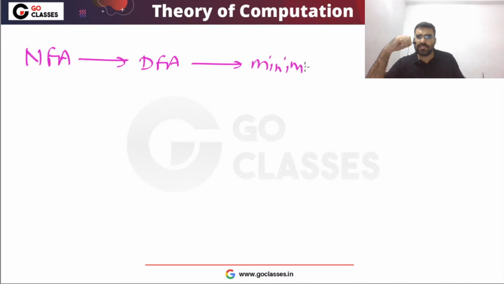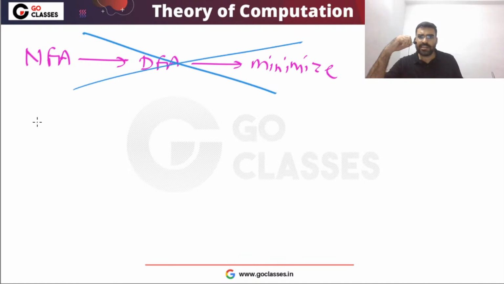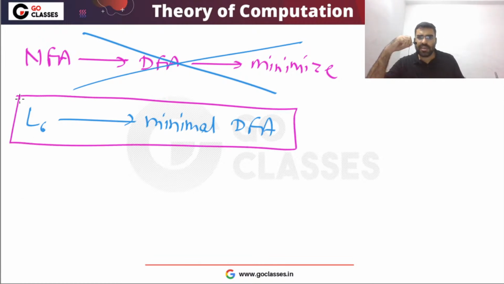You don't have to do this. You can directly create the DFA. From the language, you can directly create the minimal DFA. In our lectures and in our previous homework sessions, we have created many minimal DFAs directly from the language. Understand the language, create the DFA. That's it. Okay, this is the idea. Is it clear? Let me know.